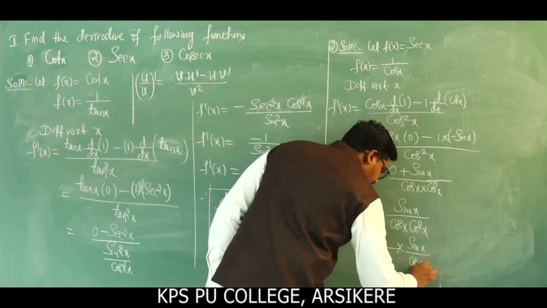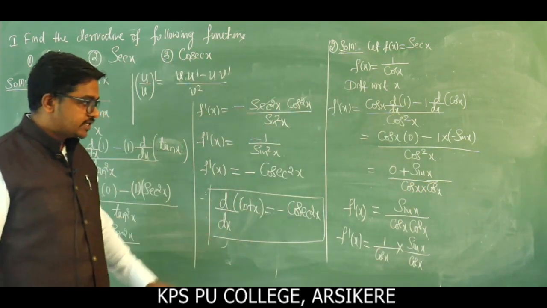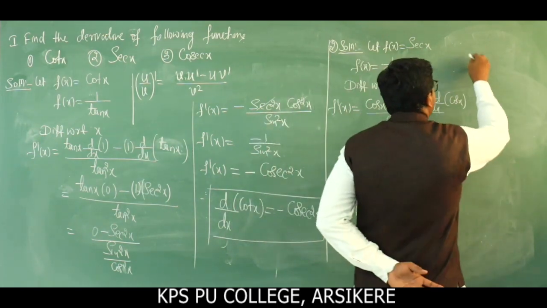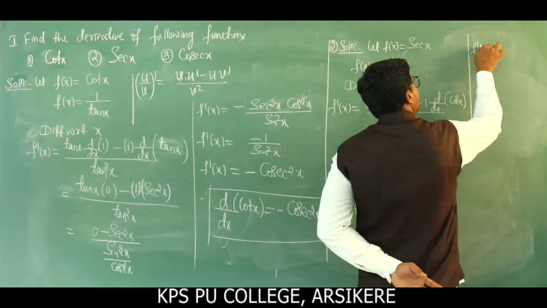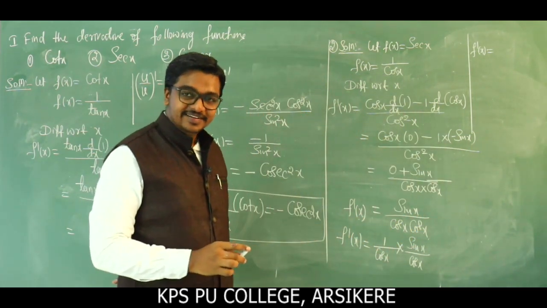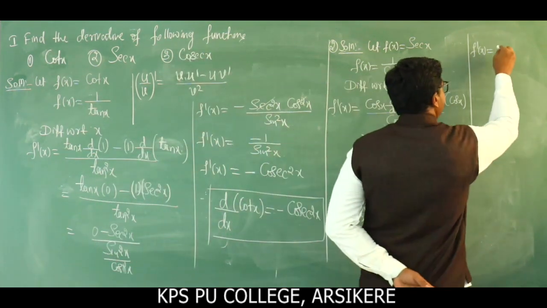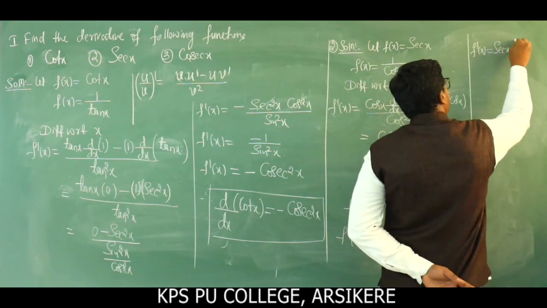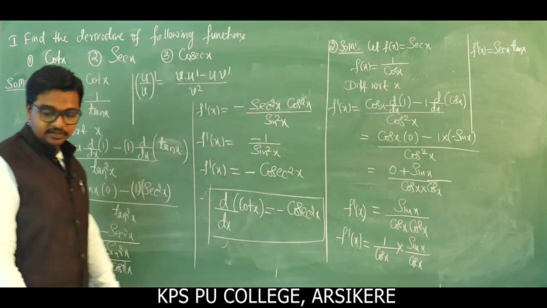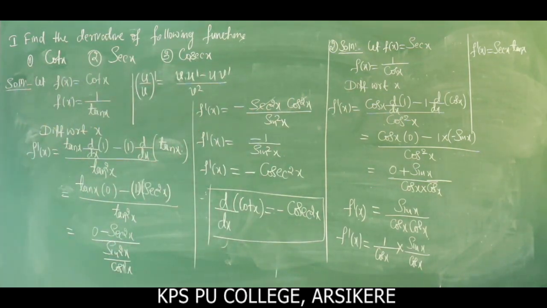Let me write it like this: 1 by cos x into sin x divided by cos x. Next simplification: f dash of x is equal to, what is 1 by cos? Remember, secant x into tan x. Cos by sin by cos is tan x. So what will we have finally? f dash of x is equal to secant x into tan x.